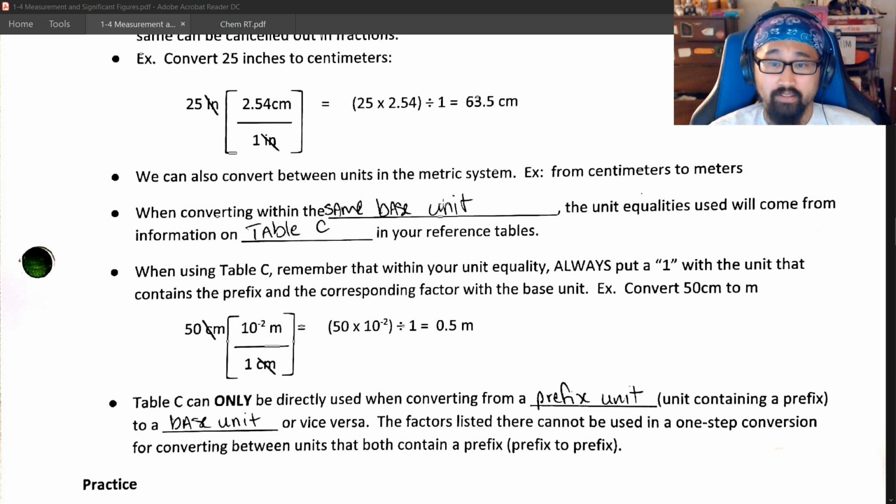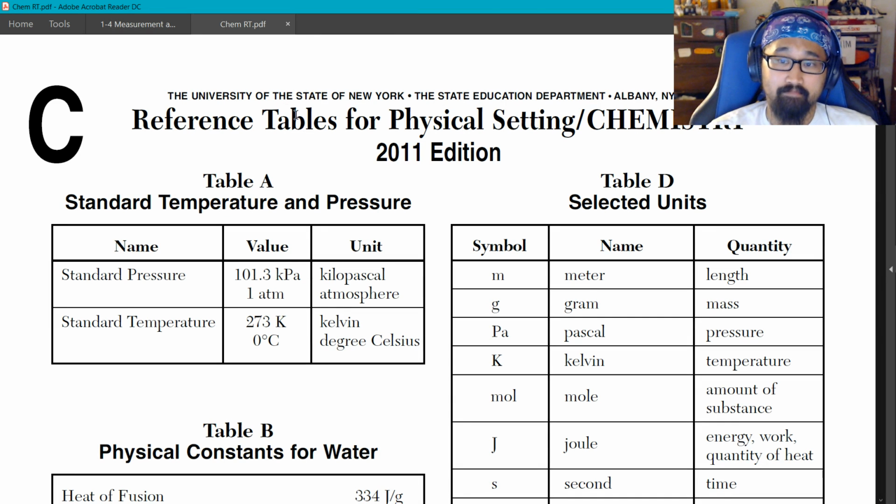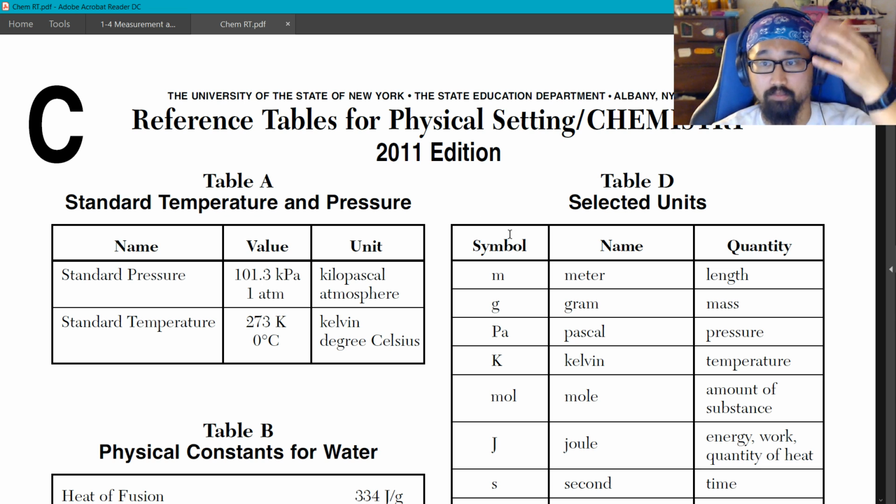Anytime you're doing that, the unit equality that you use will come from information on table C in your reference table. Up until this point, we hadn't had a reference table, but I totally remembered, 100%, to download it. So I put this also on the MyCBA page. It should just be a download link, reference table, click on it, boom, here it is.